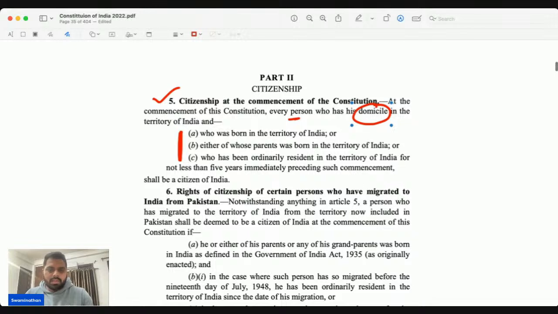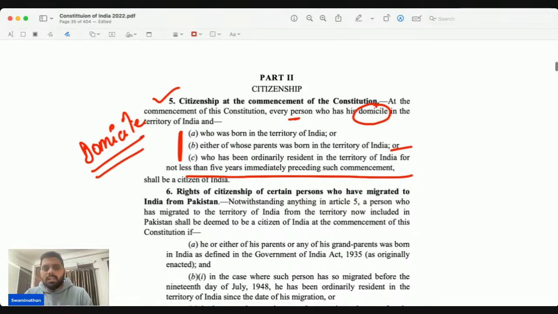This is what makes him a citizen of India, or he is domiciled in India. Either of his parents were born in the territory of India, right? Or even if it is not there, the person is domiciled in India, and for the past 5 years immediately before the commencement of the Constitution he has been ordinarily residing in India. So they were all given the citizenship. So this is called citizenship by domicile, and this is given by virtue of Article 5 of the Constitution.